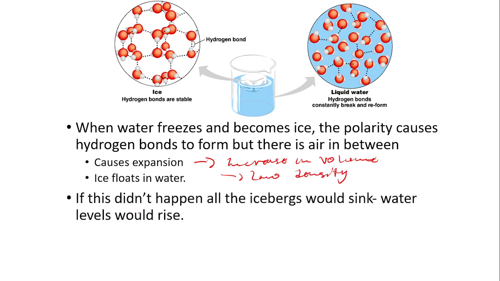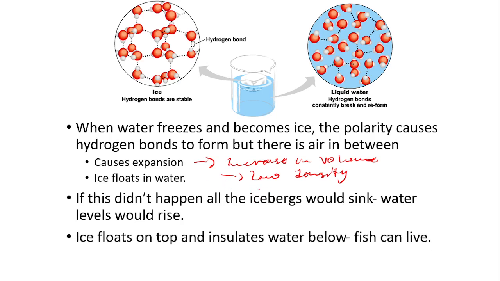Okay, so if this didn't happen, all the icebergs would sink, and the water level would rise. So this is just a statement which is trying to explain to us what would happen if ice was denser than water. Okay, so the other property of water that you need to understand is that water is a universal solvent.